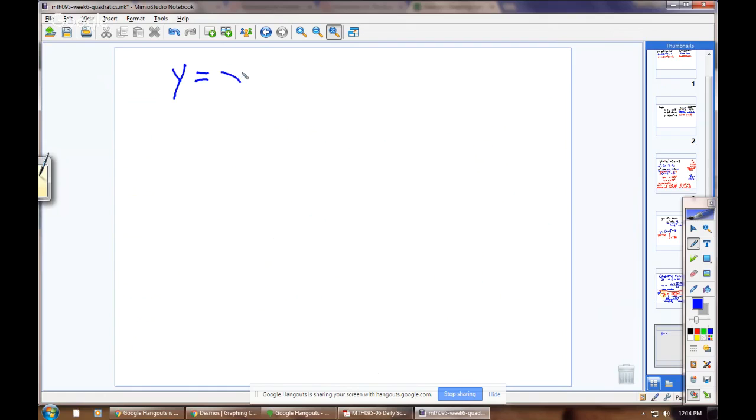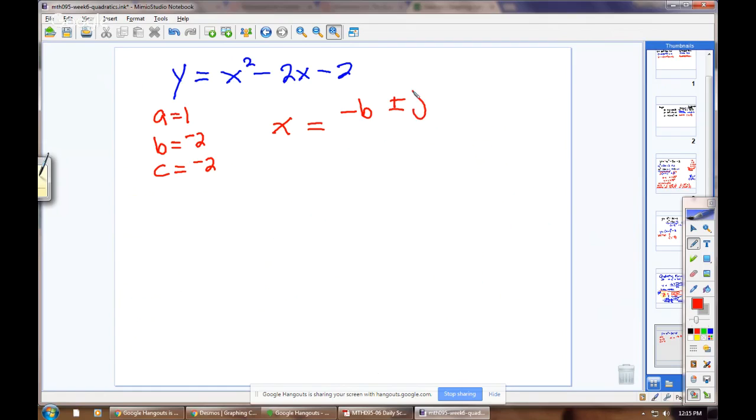y equals x squared minus 2x minus 2. And if you're new to the quadratic formula or you struggled with it before, I recommend you do two things. First, write down a equals 1, b equals negative 2, and c equals negative 2. And then verify that you copied them correctly with the right signs. Then write down the quadratic formula: opposite of b, plus or minus the square root of b squared minus 4 times a times c, all over 2a.